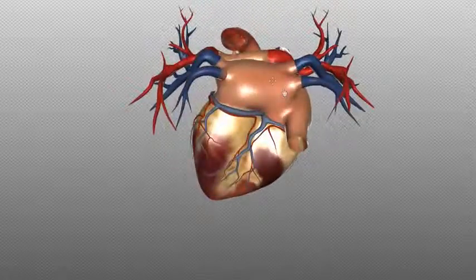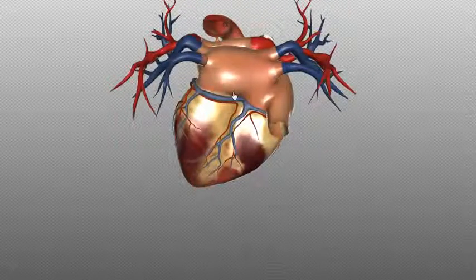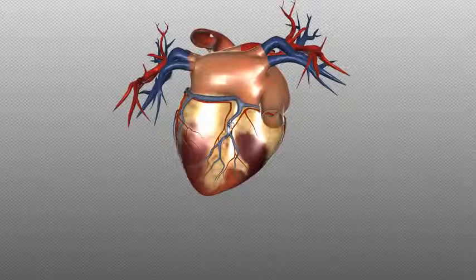And in some people, the circumflex artery actually gives rise to the posterior interventricular artery, in which case the person is known as left dominant. So a person's coronary artery dominance is determined by which artery supplies the posterior interventricular artery. So if it's the left coronary artery as a branch of the circumflex, then they're left dominant. If it's the right coronary artery, then they're right dominant.